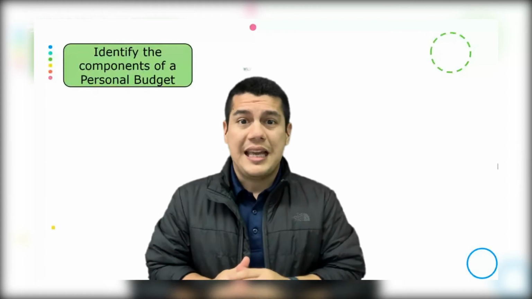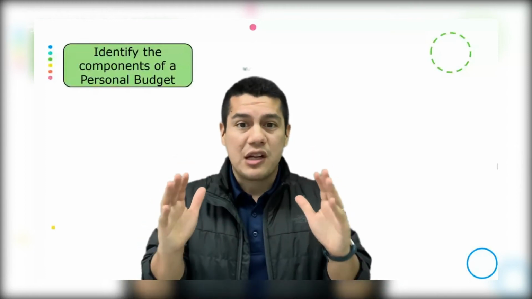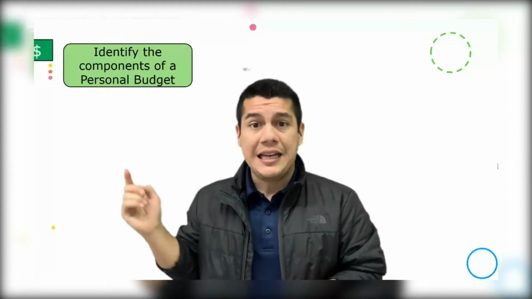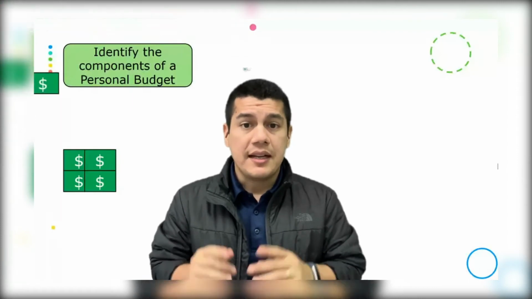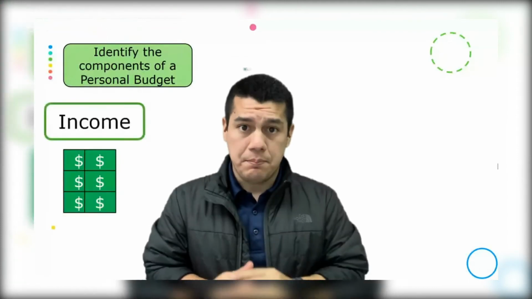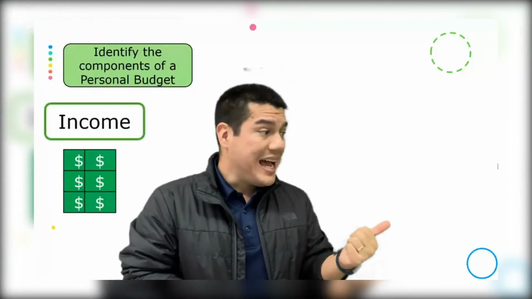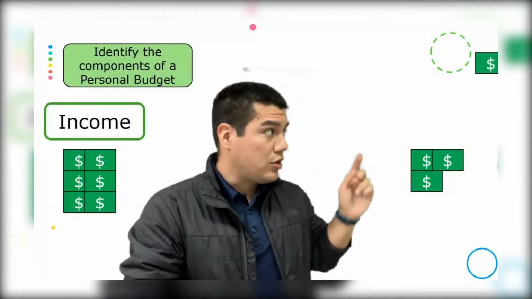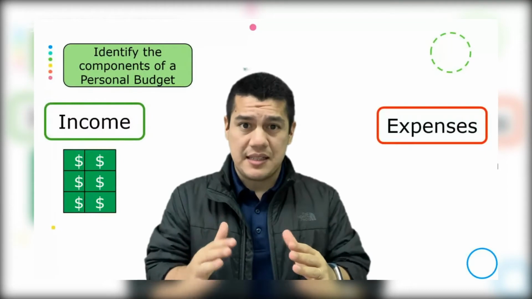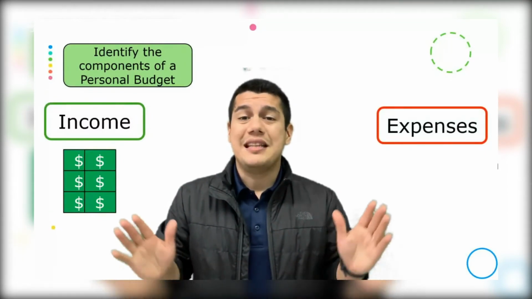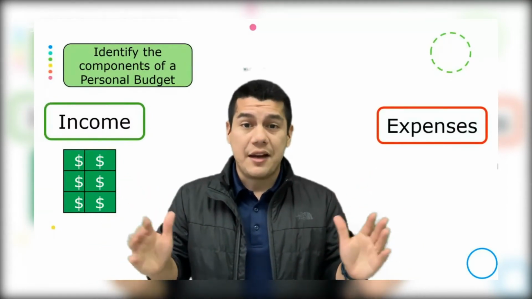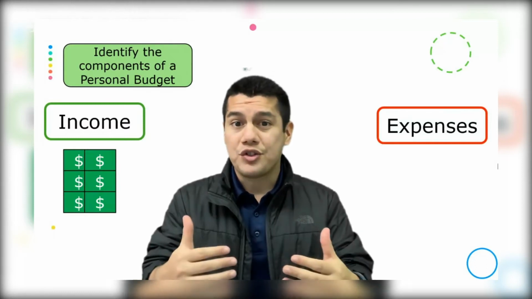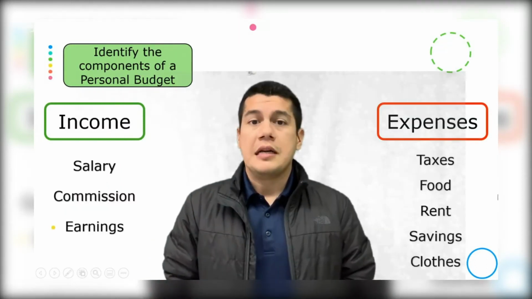The first one is on the positive column, and that's when money comes in. That is called income. Now, when I have money on my account and it actually goes out, that's called expenses. And these are gonna be the two main categories of our personal budget.